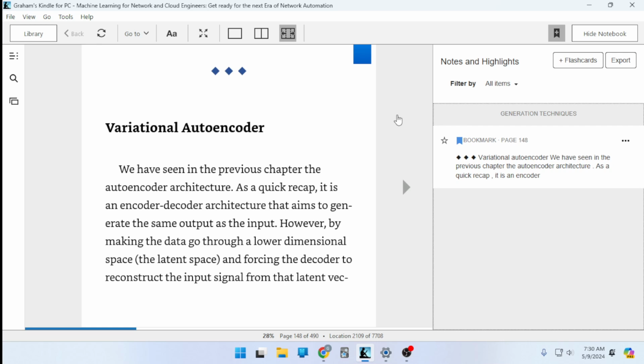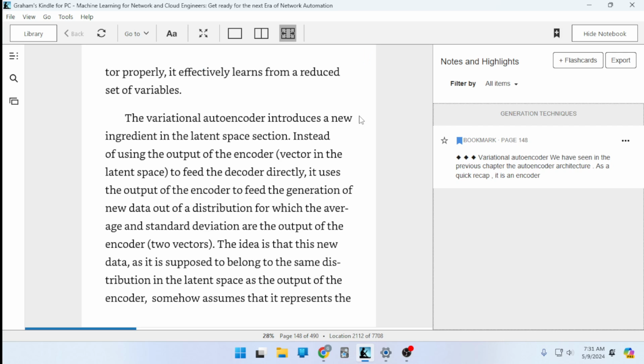As a quick recap, it is an encoder decoder architecture that aims to generate the same output as the input. However, by making the data go through a lower dimensional space, the latent space, and forcing the decoder to reconstruct the input signal from that latent vector properly, it effectively learns from a reduced set of variables.